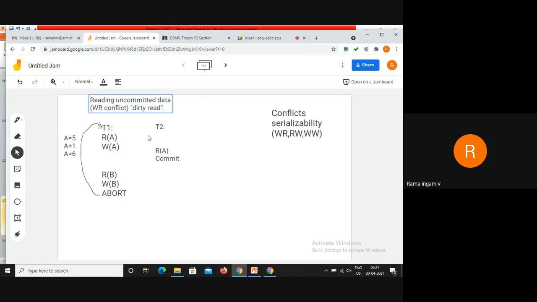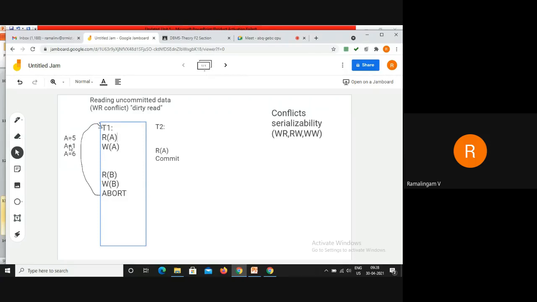We will explain with the help of a simple example. There are two transactions, one is T1 and another one is T2. This is the T1 transaction. In the T1 transaction, we are reading a value of A, so read A and write A. Here, read A. The initial value of A is 5.